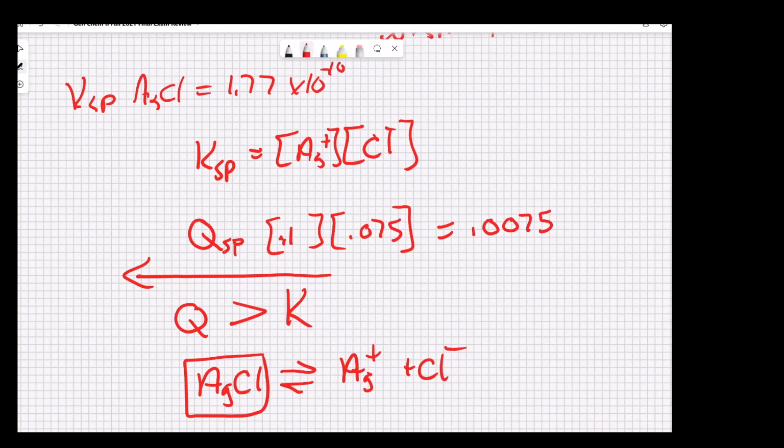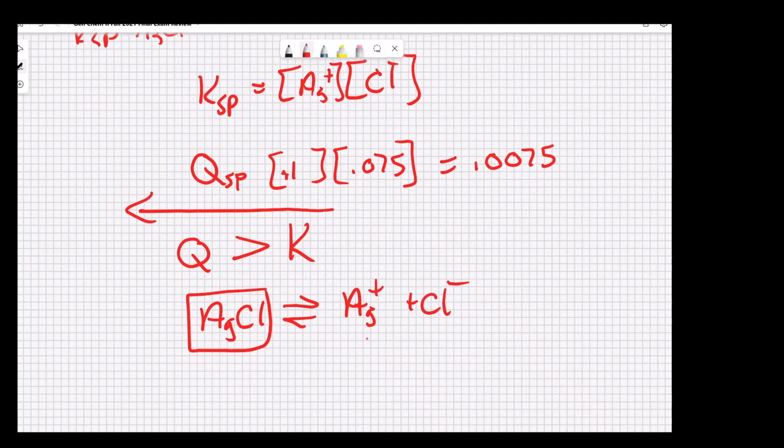Because if we write an ICE table for this thing, this would be plus x, right? And so our Ksp is equal to x squared. And so we take the square root of the Ksp and we can get the concentrations that would be in solution. So there still will be some in solution when the precipitation's done, but it will precipitate down to Q equals K. That's a saturated solution.